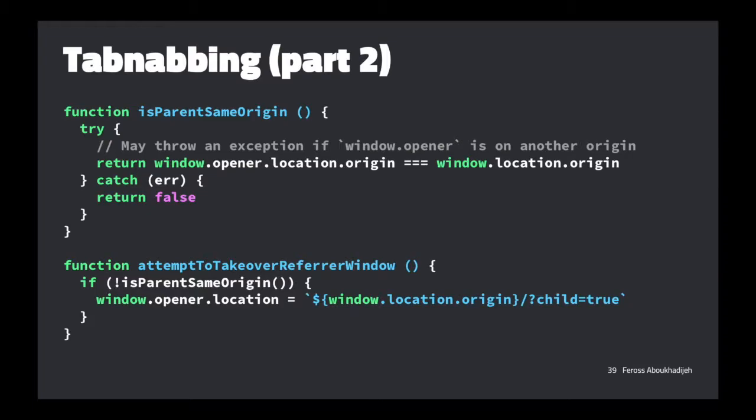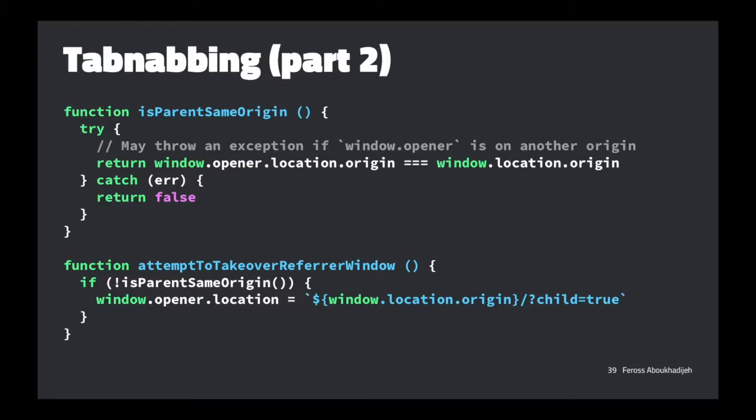it's a bad function name. It shouldn't be called is parent same origin. Sorry, it should be called is opener same origin. But anyway, we're only doing it if the page that opened us is not our site. If someone else linked to us, then we want to do this attack. But if it's our own internal link, we link to our own page, then we're not going to do the attack. Does that make sense?